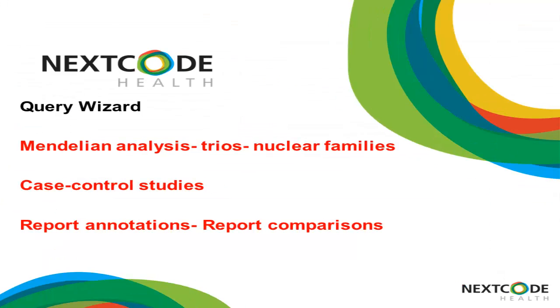So in summation, the Query Wizard is populated by queries that will help you solve your Mendelian, recessive, dominant, X-linked, and de novo cases. They will do your GWAS analyses. They will annotate and generate statistics for candidate gene lists. They will annotate and generate statistics for subjects and subject lists. And lastly, you can compare reports that you have generated.